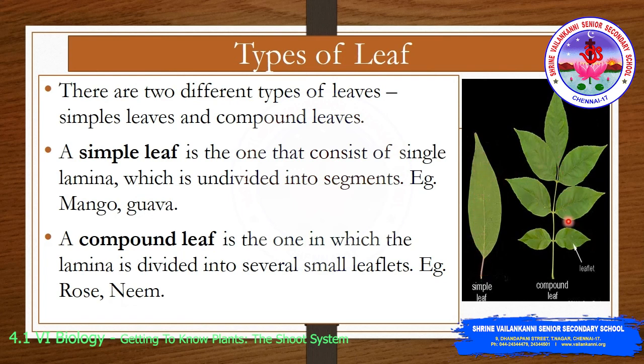While a compound leaf is one in which the lamina is divided into several small leaflets. Each of these is called a leaflet, as you can see in this picture. So this entire one is called a compound leaf. Examples of plants having a compound leaf are rose, neem, etc.